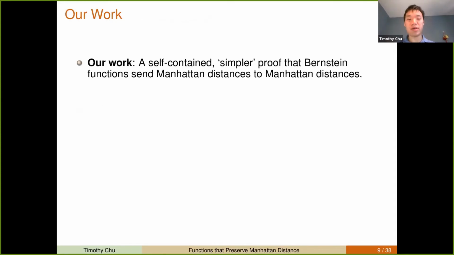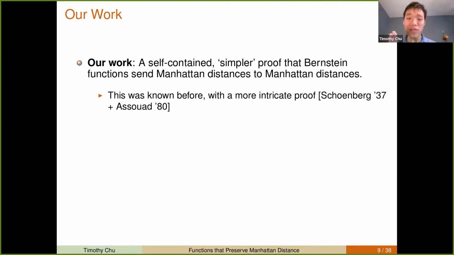So our work is a simple, self-contained proof that Bernstein functions send Manhattan distances to Manhattan distances. What is a Bernstein function? Don't worry about that too much. Just know that x to the 2/3 is an example of one of them. We'll define them near the end of the talk. It's a little bit of a distraction.